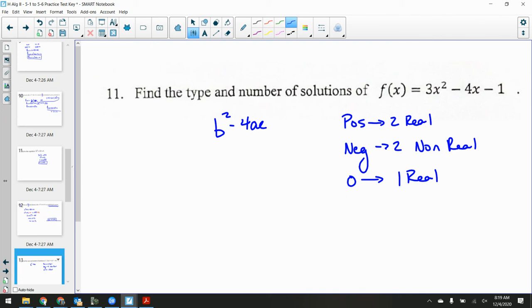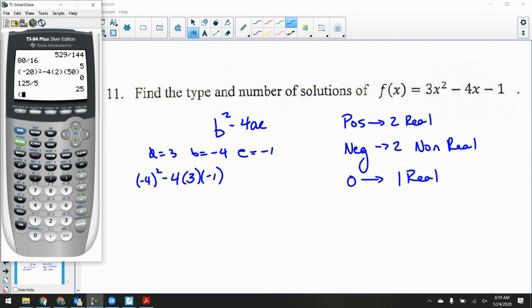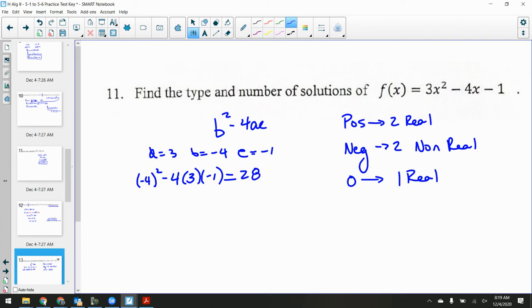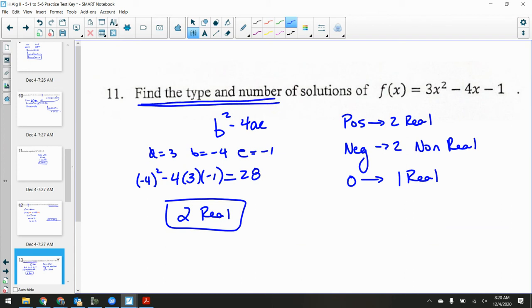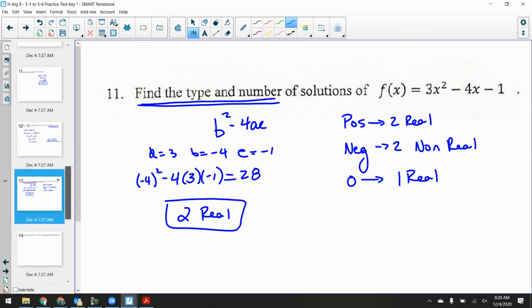Okay. A is 3, B is negative 4, C is negative 1. So b squared minus 4ac: negative 4 squared minus 4 times 3 times negative 1. 28. I don't really care about the fact that it's a 28. I care about the fact that it's positive, because that tells me 2 real solutions. Again, when I ask you to find the type and number, that's asking you to find the discriminant and use what you know about the discriminant to tell me whether there's going to be real or non-real solutions, and if there's 1 or 2 of them.